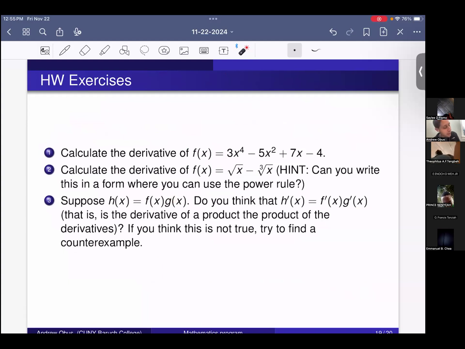So the question is, if h of x is a product of two functions, do you think that h prime of x is equal to f prime of x times g prime of x? Okay, so is the derivative of a product the product of the derivatives? And if you're skeptical of this, if you think this is not true, try to find a counterexample where this is false. Try to find a function that is a product of two other functions where the derivative of the first function is not the product of the derivatives of the other two functions. So if you think that's not true, try to find a counterexample.